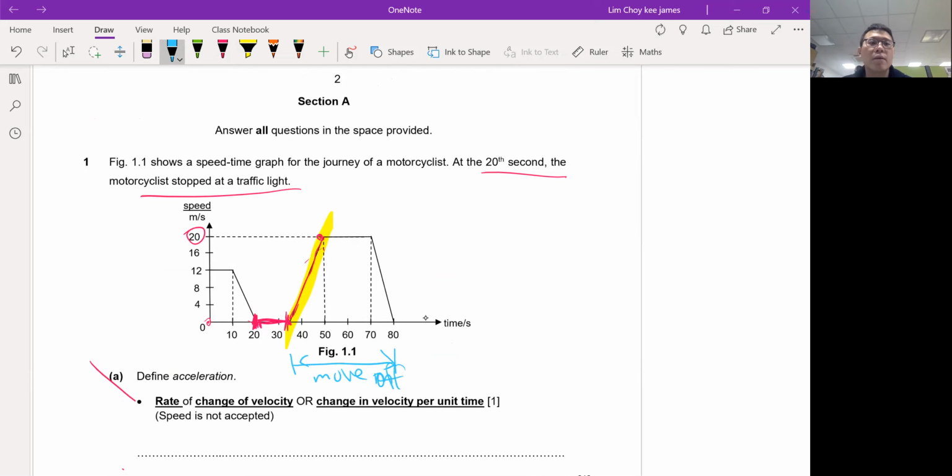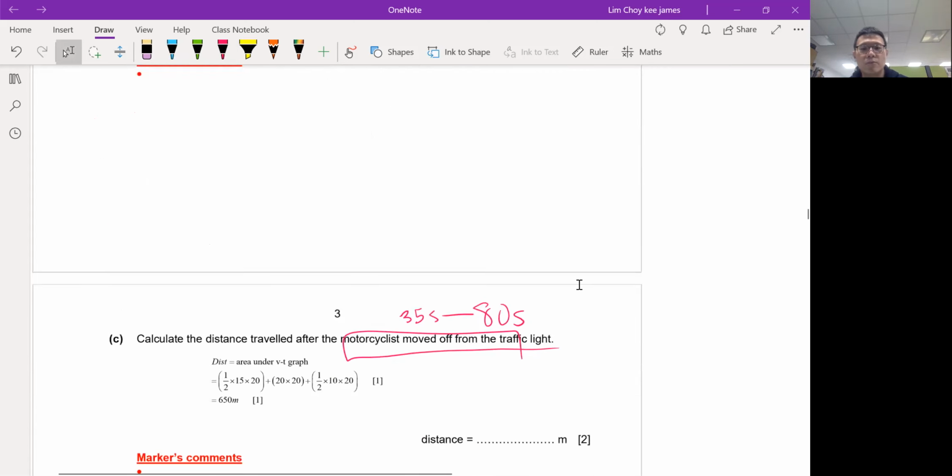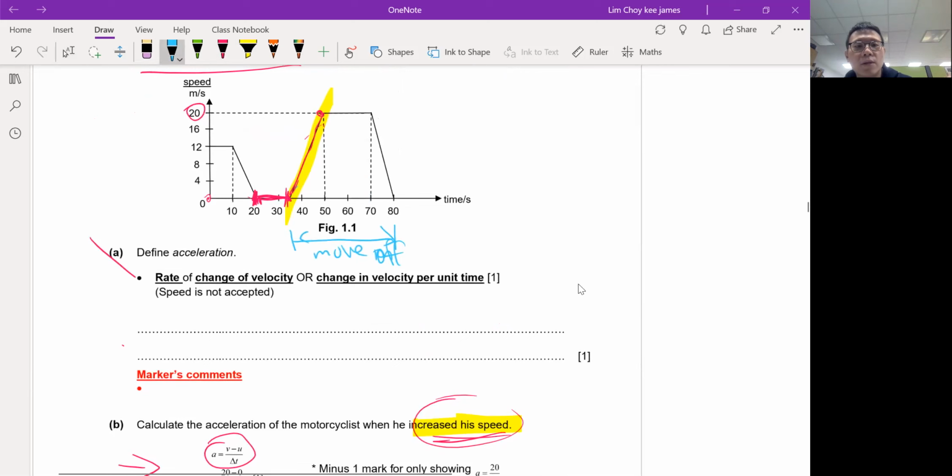Okay, and I want the distance traveled during this timing. So after I move off from the traffic light, this will be the area I'm interested in. After I move off, it will be this trapezium, or sometimes we call this two triangles and one rectangle.